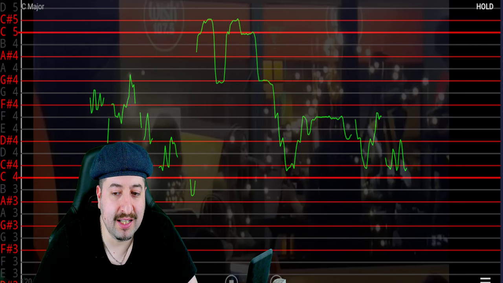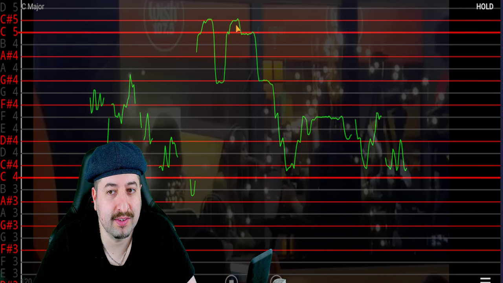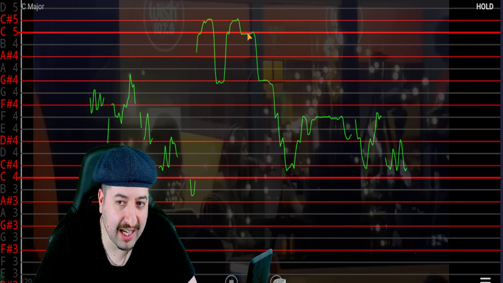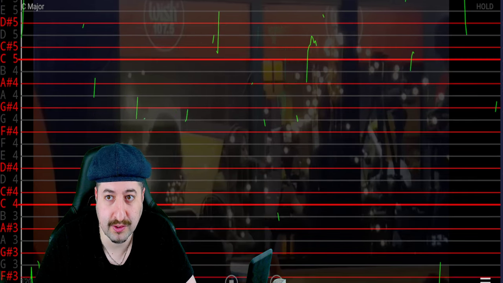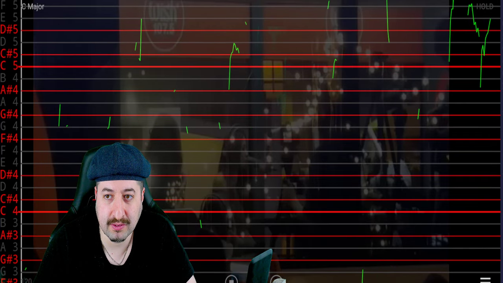Yeah, I mean, to me, this definitely looks pitch corrected. You know what I mean? It really does. Like, I know it's not completely always on the line, but it still has this pattern of pitch correction to me in my book, especially when you compare it to the outside of the bus.